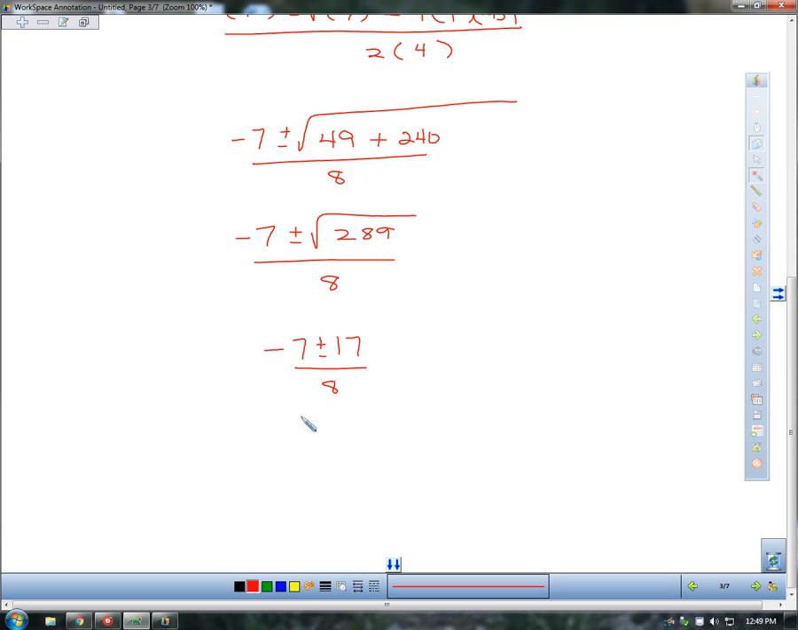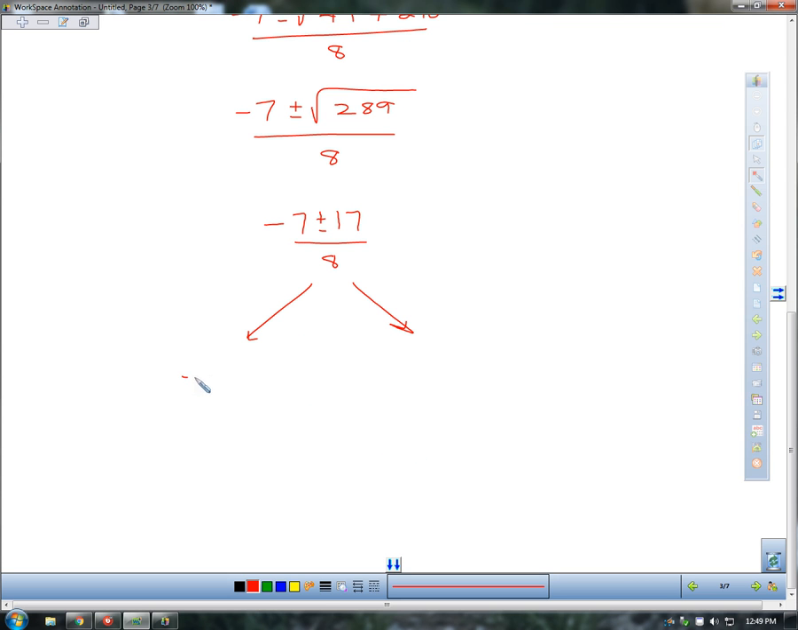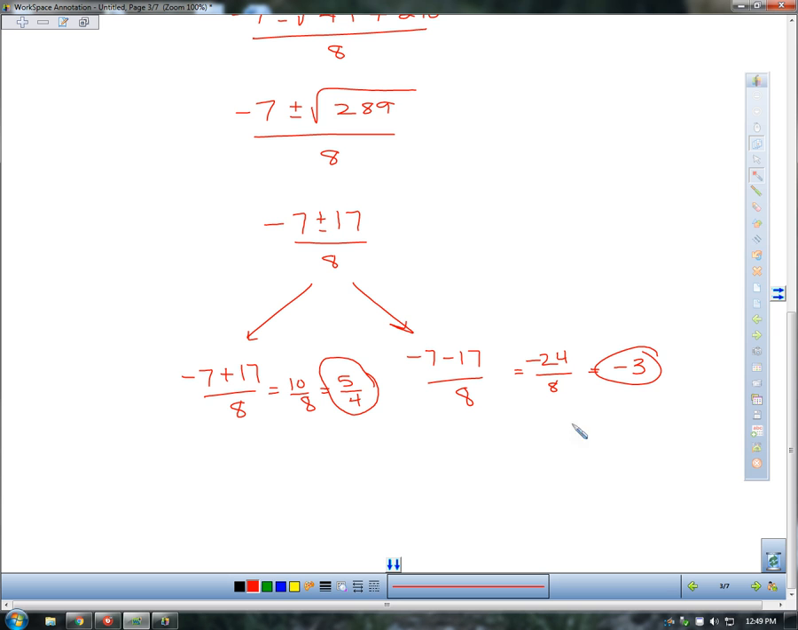Once you get rid of the square root, that's where this problem splits into two pieces. First, I'm going to do negative 7 plus 17 and divide it by 8. Then I'm going to do negative 7 minus 17 and divide that by 8. So this will come out being positive 10 over 8, and if I reduce that fraction, 5/4. So 5/4 is one of my answers. This one comes out to negative 24 divided by 8, which gives us negative 3. So these things are your two solutions.